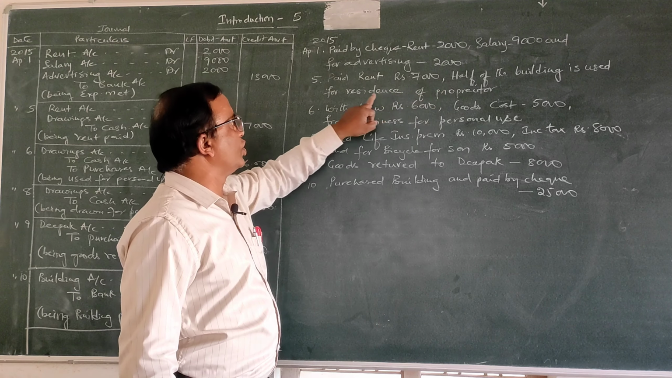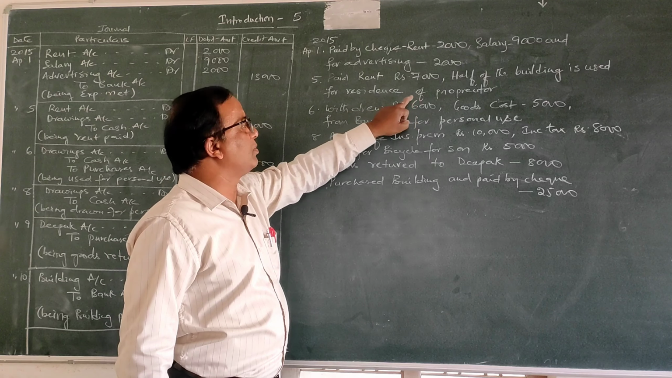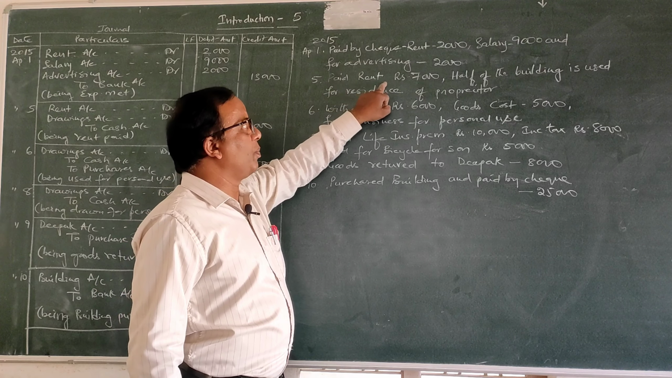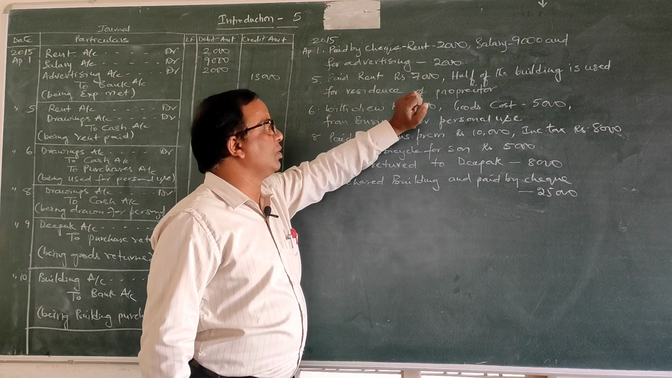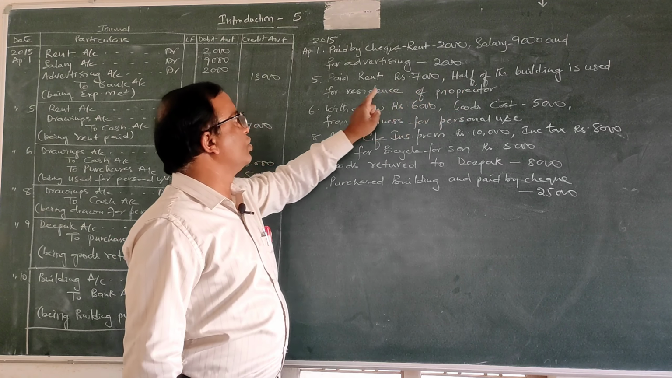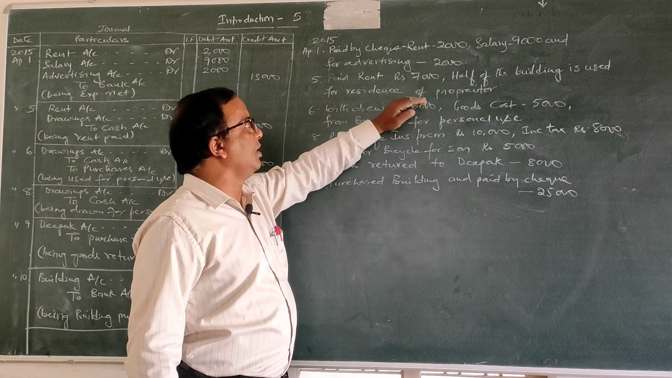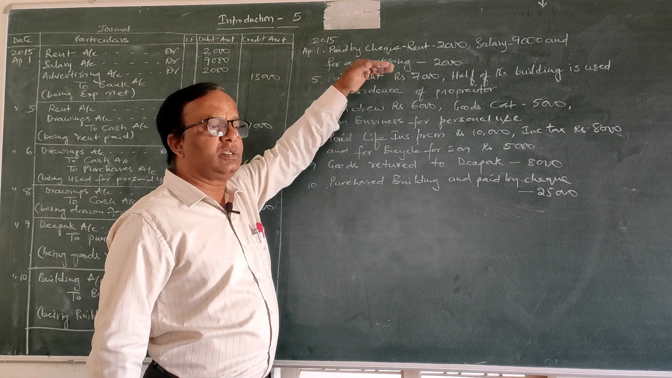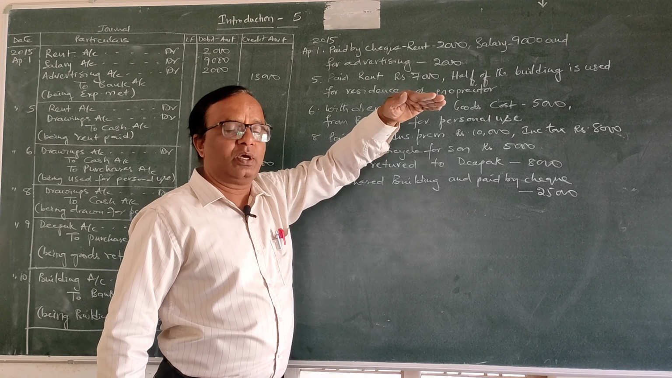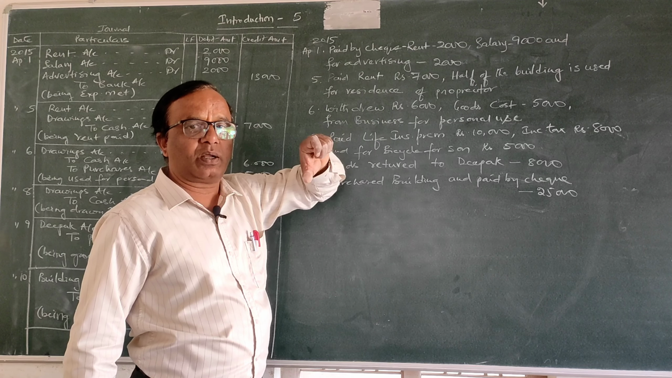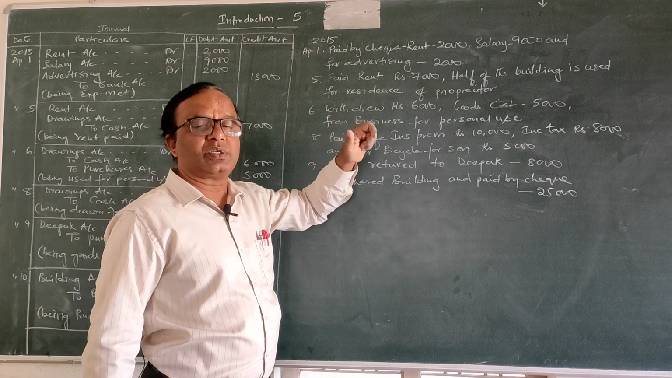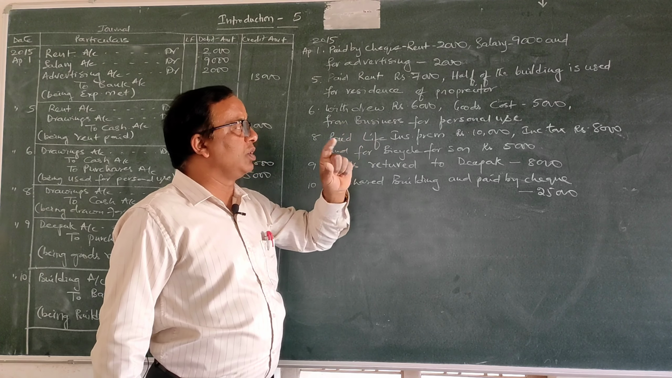Next one, paid rent 7000. Half of the building is used for residence of the proprietor. Observe here, paid rent. You have paid rent from the business. How much? 7000. Out of the 7000, half of the building is used for the residence of the proprietor. That means half of the building is used for business, half for the proprietor. So whatever rent related to the personal use of the proprietor is also paid from the business. As such, it amounts to drawings.